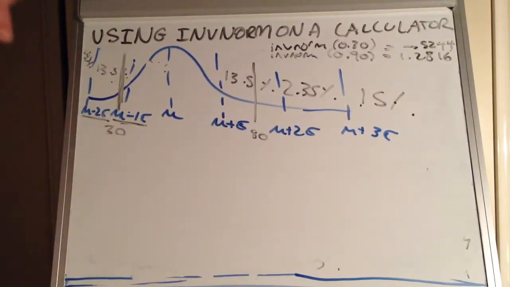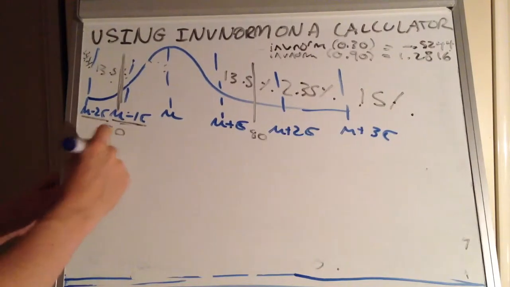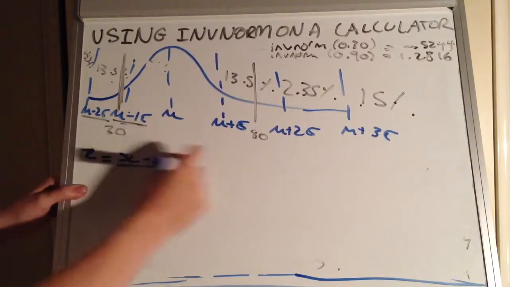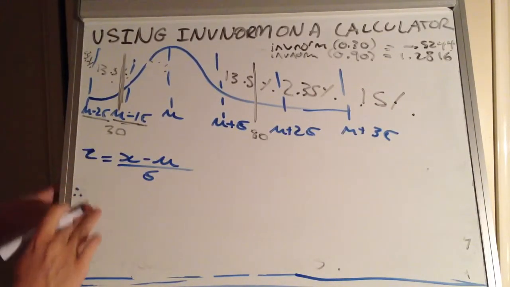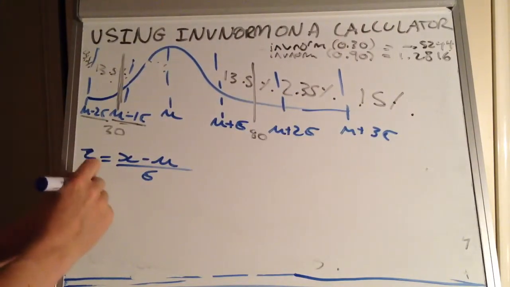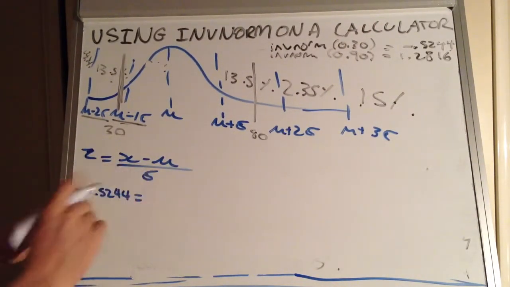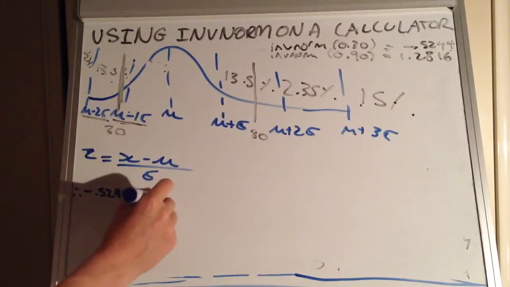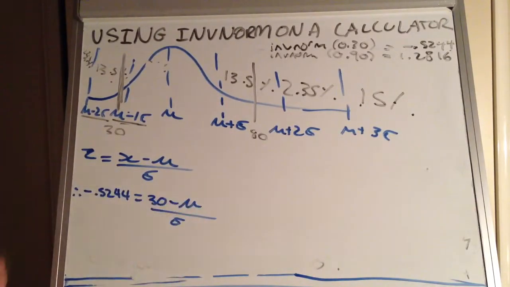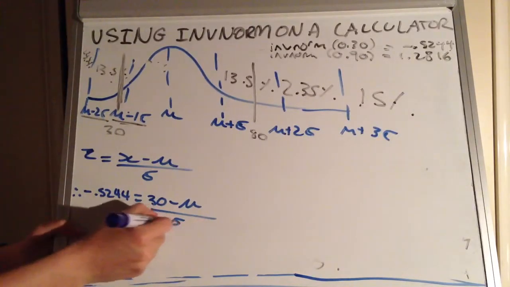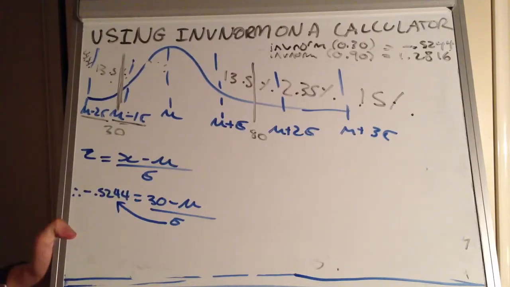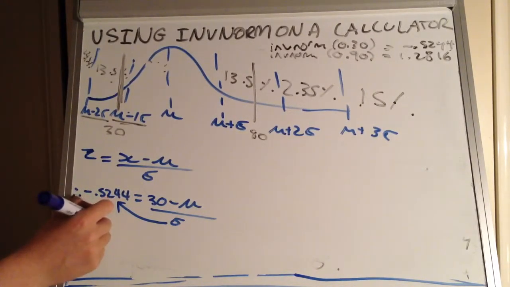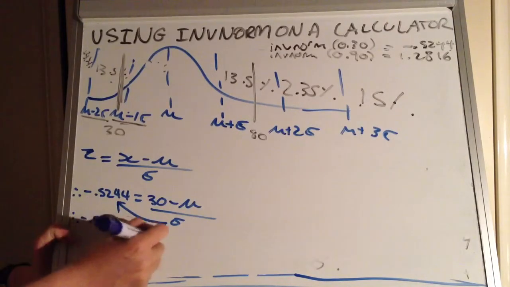And now this is where things get interesting. So with z-scores, z equals x take mu on sigma. Therefore, I'll just substitute in my inv norm of 0.30 directly, negative 0.5244 equals, and then we have x take mu, so of course x in this scenario is going to be 30, 30 take mu on sigma. So, now that we've got this, you're probably thinking, okay, this is looking pretty complex, we have two values there, but don't worry about it for the moment. I'm just going to bring sigma up from the denominator on the right-hand side to the numerator on the left-hand side, so it becomes negative 0.5244 sigma equals 30 take mu.